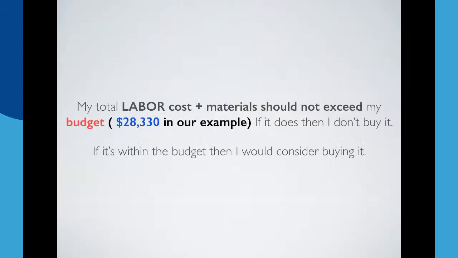All right. So my total labor costs plus materials should not exceed my budget. In this example, our budget is $28,330, right? If it does, then I don't buy it. If the labor cost and materials are beyond the budget, in this example $28,330, I don't buy it, because it's either going to eat up my profit or I won't make a profit at all. But if it's within the budget, then I would consider buying it. That's how I make a decision. Is it within the budget? I might buy it. Is it over budget? Never mind.